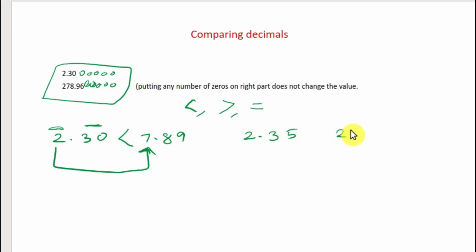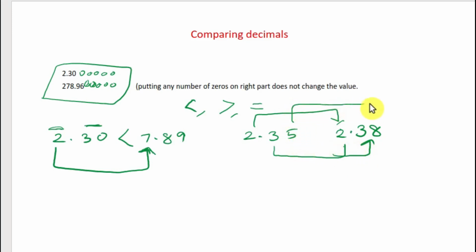For example, 2.35 and 2.38. When comparing these two decimals, first we compare the whole part. The whole parts are the same. If the whole parts are equal, compare the tenths part. The tenths part is also equal. So we have to compare the hundredths part. Which is greater? 8 is greater. So this one is greater. Understood?